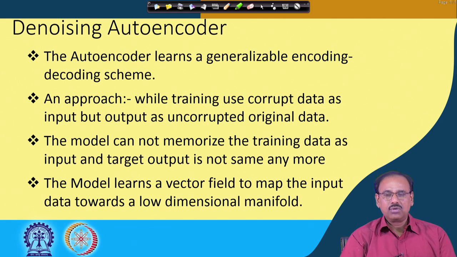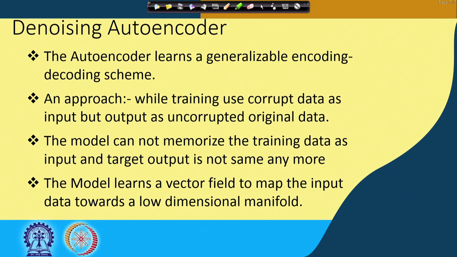And in effect, the autoencoder model learns a vector field that maps the input data towards a low dimensional manifold. We'll come to what a manifold is, and we'll see how the autoencoder learns this vector field so that the input data will be pushed towards a point on a low dimensional manifold. We'll come back to this denoising autoencoder and other versions of the autoencoder in our subsequent lectures.